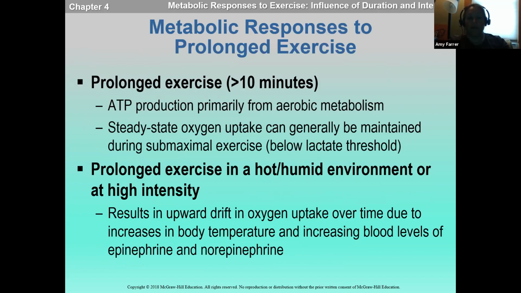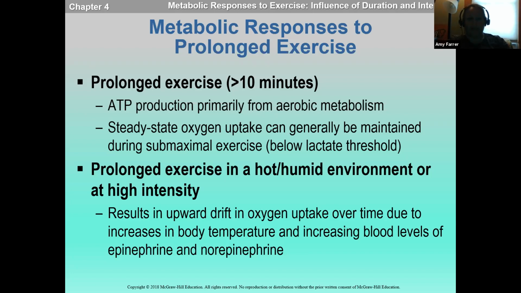When we start looking at prolonged exercise, if we're looking at activity greater than 10 minutes, then we have to be primarily using the aerobic metabolism. If we're looking at steady state, our oxygen uptake can generally be maintained if we're submaximal, below that lactate threshold. We're going to start to challenge that if it's prolonged exercise, either at a higher intensity or in a hot, humid environment.